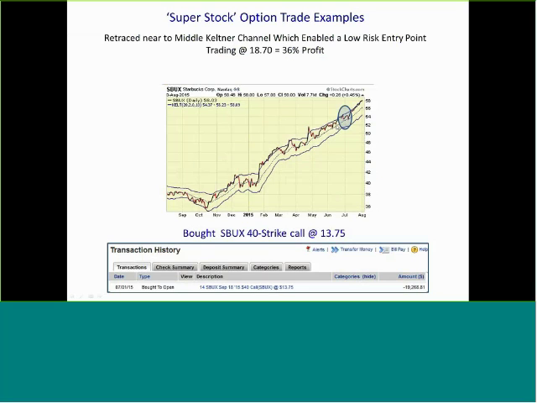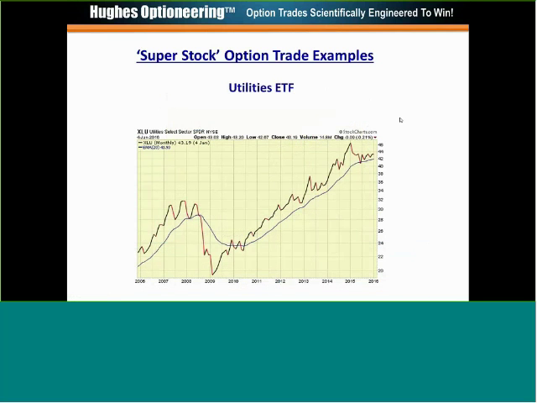Right here, we can see the price of the stock dropped down to this middle Keltner channel, and so we bought the Starbucks 40 strike call option at $13.75. We already had Starbucks, but we added to our position right here when the stock dropped to the middle channel, and you can see the stock went up after our entry, so we got a low risk entry off of that.